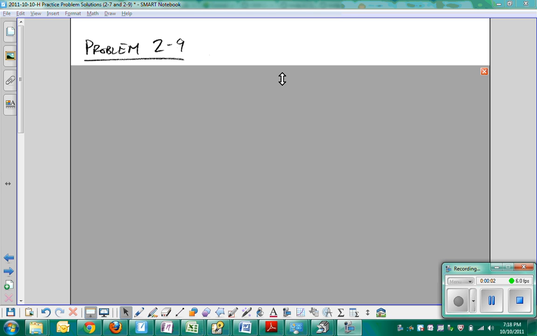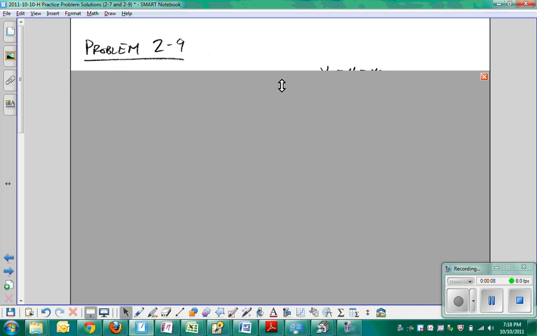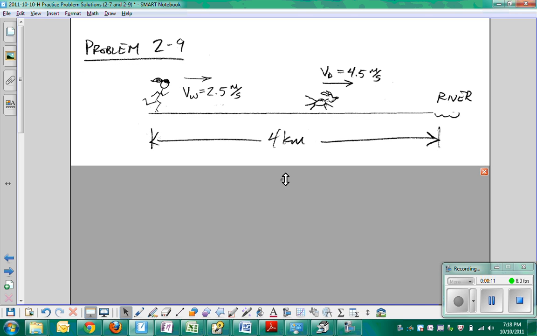Problem 2-9. This time we have the woman running to the river and her dog running back and forth between her and the river the entire time. All right, so drawing a quick sketch of this, we've got the woman who's running with a velocity of 2.5 meters per second down towards the river. And we have her dog.